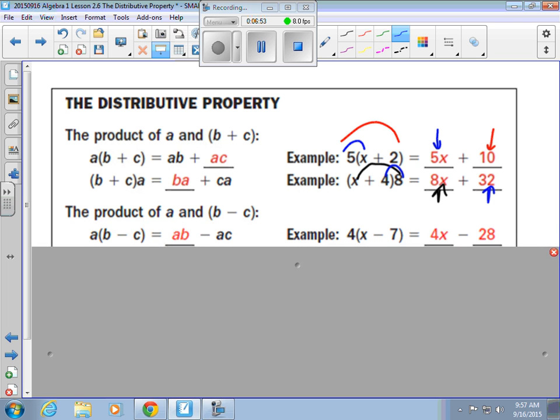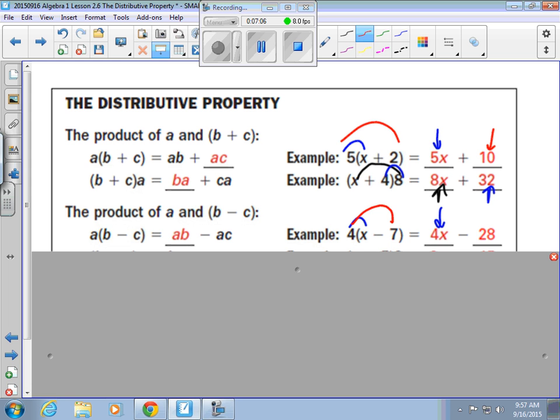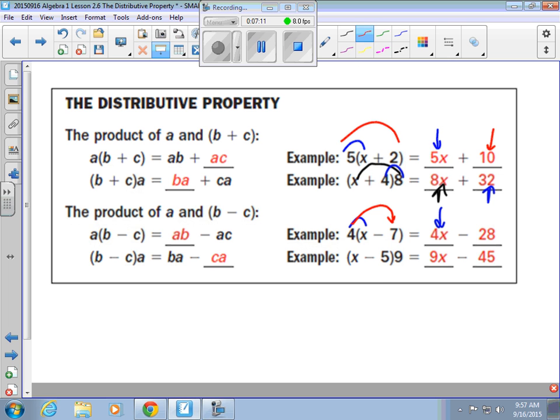Same thing's true when it's subtraction. A times B minus C is A times B minus A times C. Or 4 times x is 4x, and 4 times negative 7 is negative 28. Same thing if it's written after it. 9 times x is 9x, and 9 times negative 5 is negative 45. There are all the ways the distributive property will be written, as both positive and negative, before the grouping symbol and after the grouping symbol.